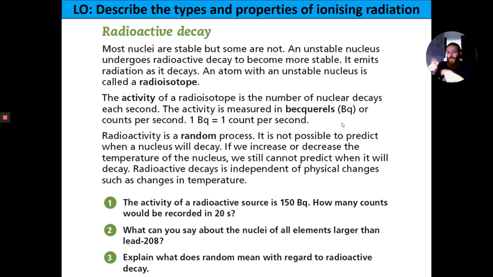So 1 becquerel is 1 count per second. Radioactivity is a random process, and it's not possible to predict when a nucleus will decay. Well, that's the very nature of randomness, isn't it? If something is random, it's unpredictable.